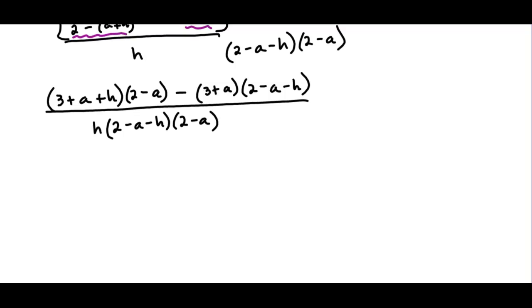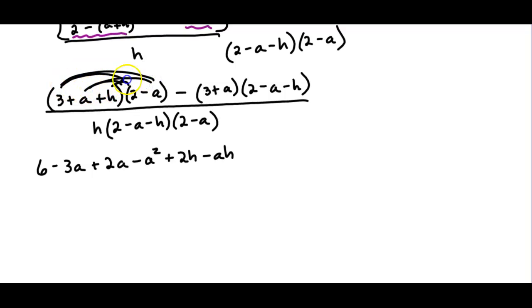In the numerator, because it's all factored for me, I've got to multiply stuff out and then try to combine like terms. So you've got a trinomial times a binomial, the first part, and a binomial times a trinomial on the second part. But I'm just going to go ahead and multiply these out. So I get 6 minus 3a plus 2a minus a squared plus 2h minus ah. So what I'm doing is I'm multiplying this in, then I'm multiplying this in, then I'm multiplying this in. And I'm going to just keep doing that this way.